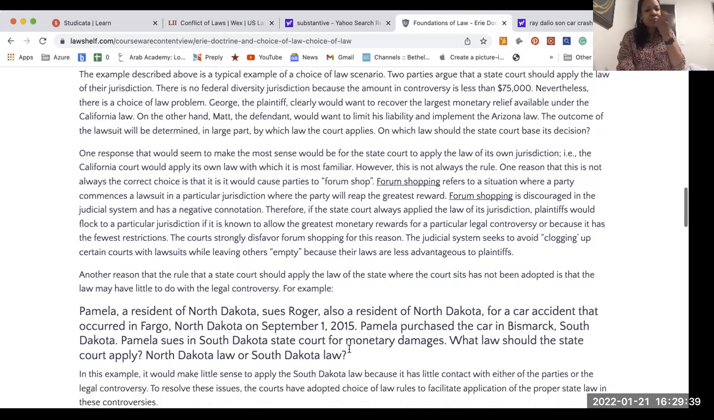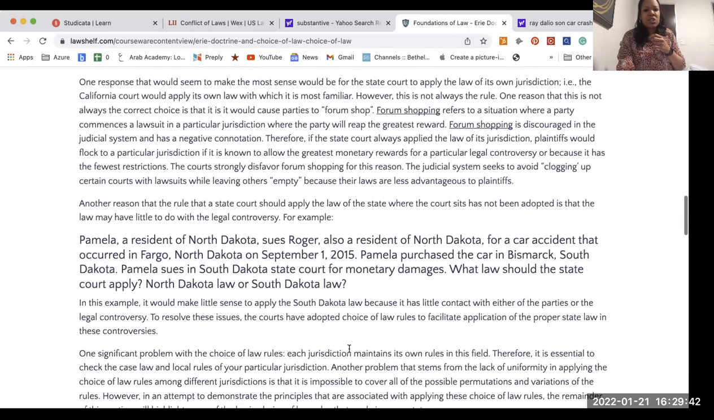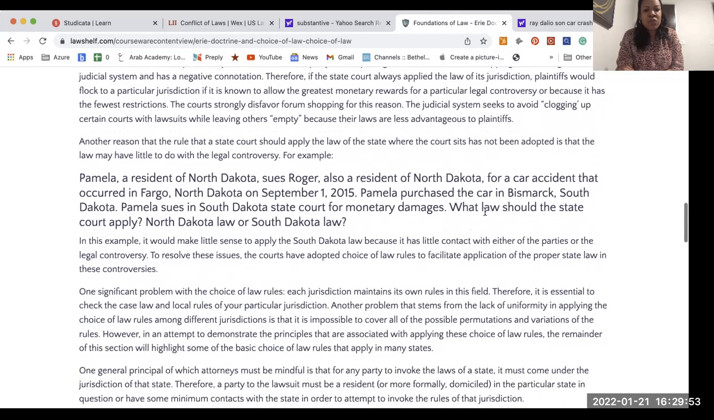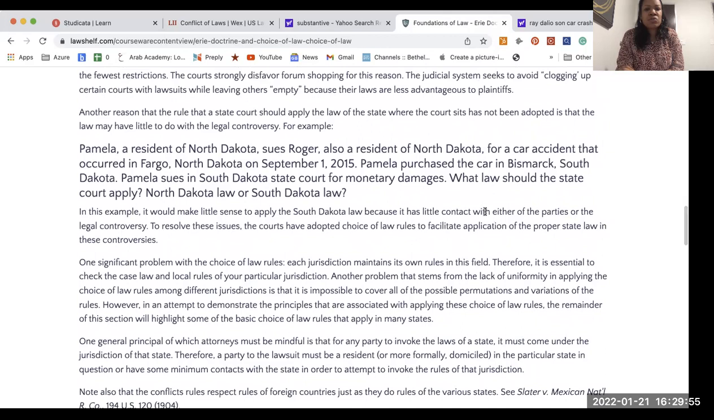Another reason that the rule that a state court should apply the law of the state where the court sits has not been adopted is that the law may have little to do with the legal controversy. For example, Pamela, a resident of North Dakota, sues Roger, also a resident of North Dakota, for a car accident that occurred in Fargo, North Dakota on September 1st, 2015. Pamela purchased a car in Bismarck, South Dakota. Pamela sues in South Dakota state court for monetary damages. What law should the state court apply, North Dakota or South Dakota law? In this example, it would make little sense to apply South Dakota law because it has little contact with either of the parties or the legal controversy.